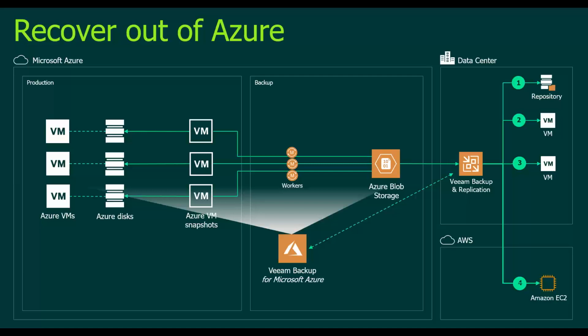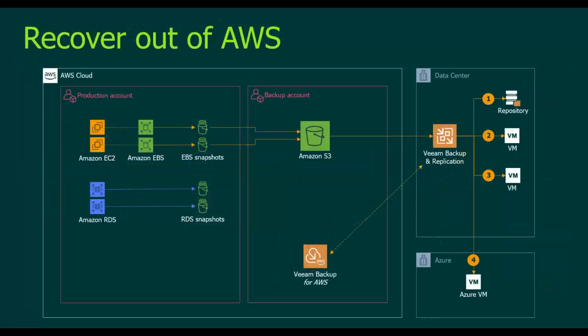And of course, we can do an Azure backup and restore that to Amazon. So this way we really have that cloud mobility picture that we were telling you about. And then, as you can see, the AWS picture again is pretty much the same.